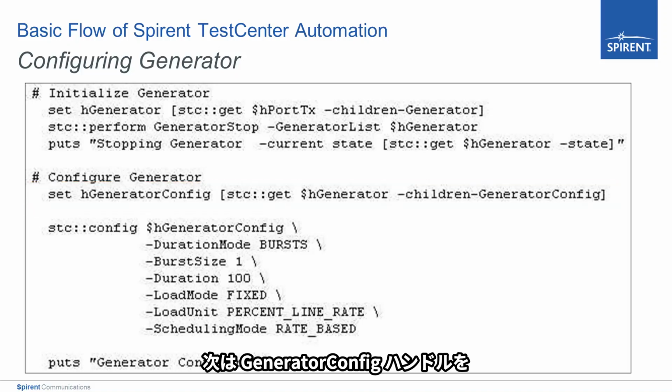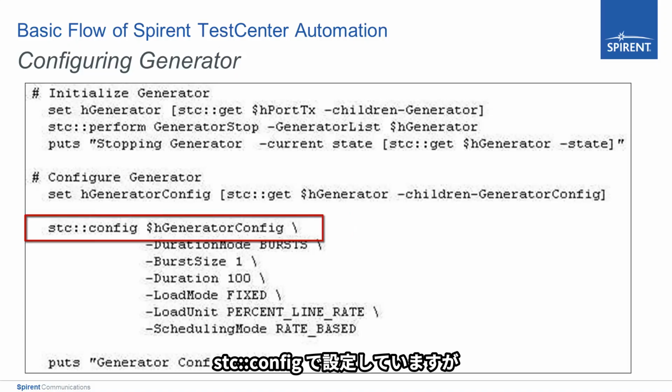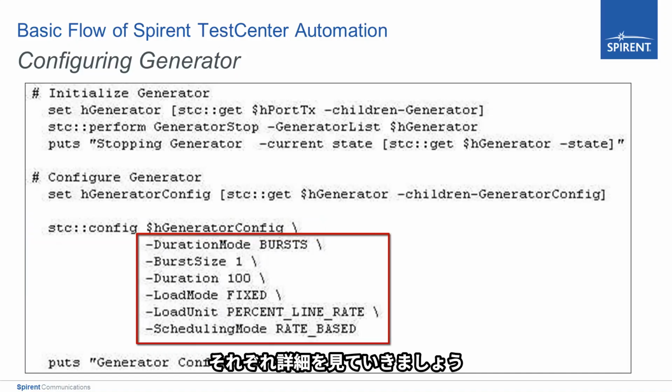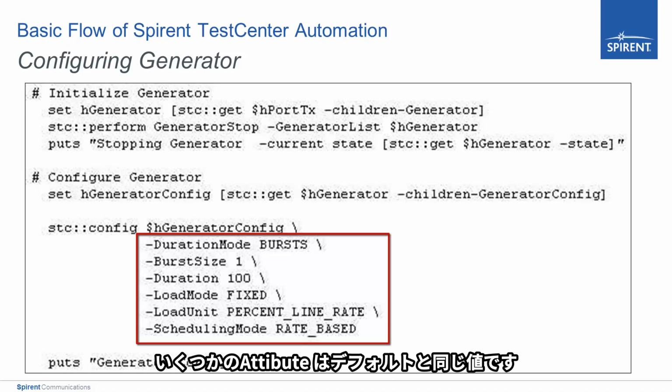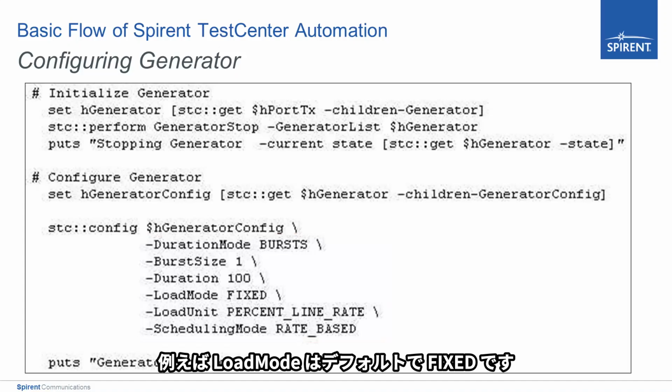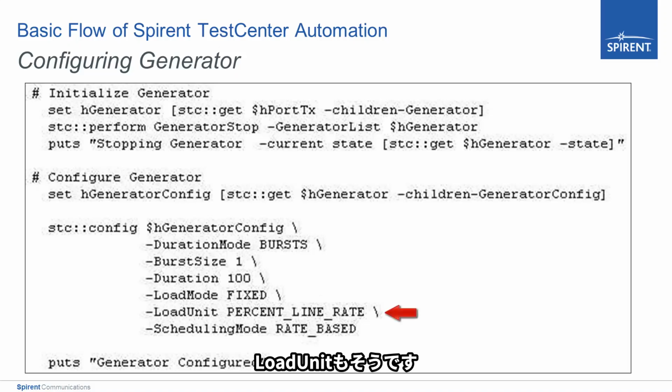Then in the next bit of code, we are obtaining the generator config handle using the same process, only instead of going from the port, we are looking from the generator handle. Then you'll see the STC config, and then we're specifying the generator configuration handle. Then we're defining some of the attributes. There's really two schools of thought here. Some of these attributes are default attributes, so you do not have to set them, such as the load mode of fixed or the load unit of percent line rate. Those are defaults. If you looked in the documentation, you would see that. However, some schools of thought would like to see what's being specified. Others do not want to write the extra code. It's really up to you how you want to manage that.